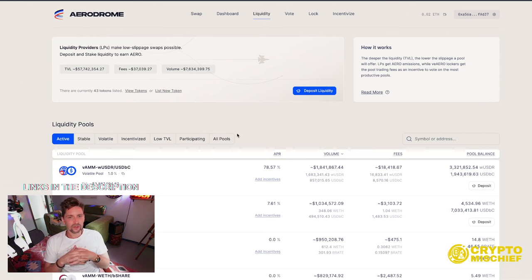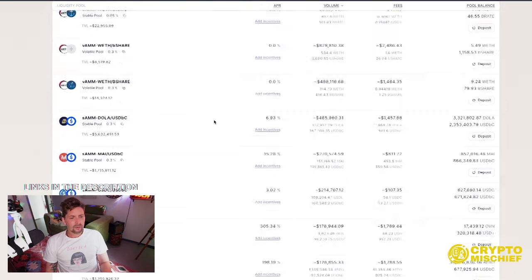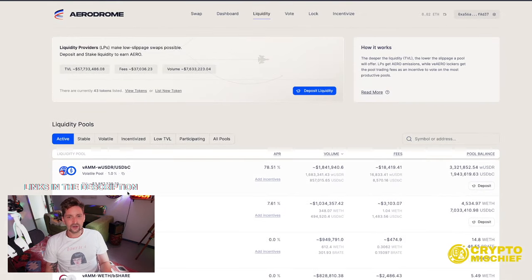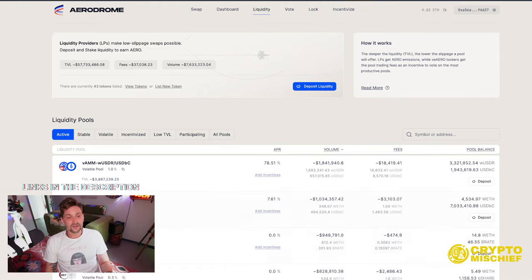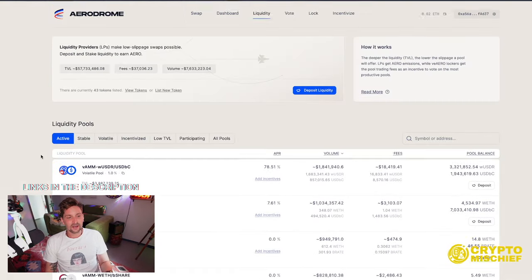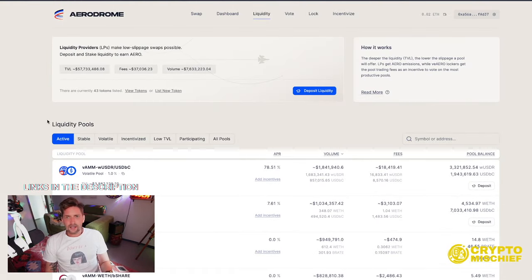Next is Aerodrome. This is probably the most popular DEX on Base right now, but I don't use it because I find it really clunky and slow. It is an Equalizer fork, I would say, probably. Looks like it from this. You add in your liquidity, and then you can vote for where people are going to put their bribes to increase the APR of different pools, essentially. This is Solidly, I think, was the first one.